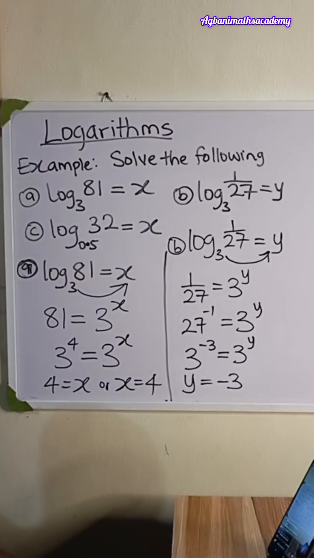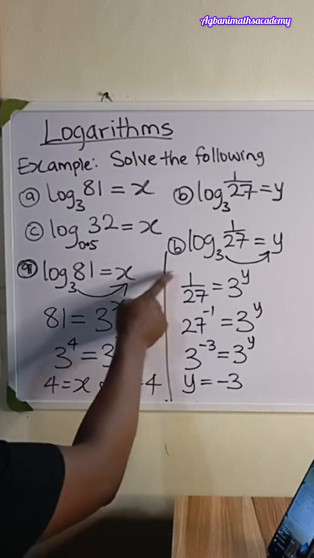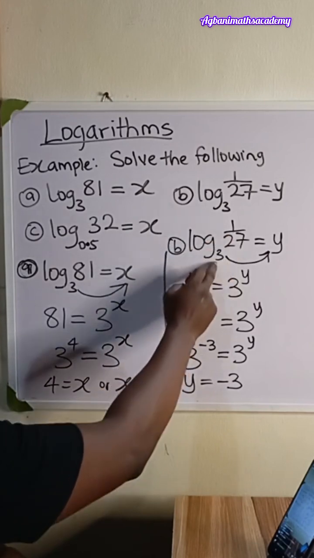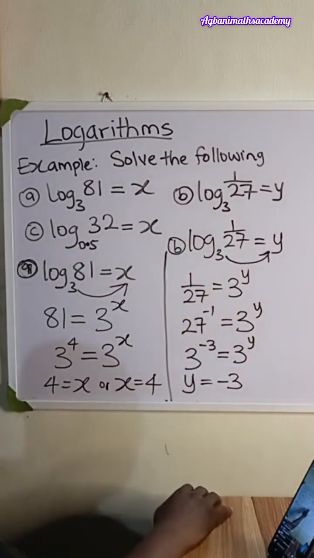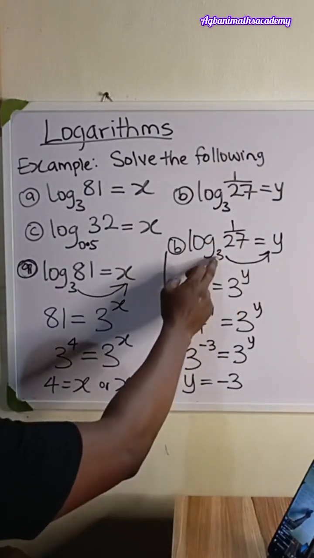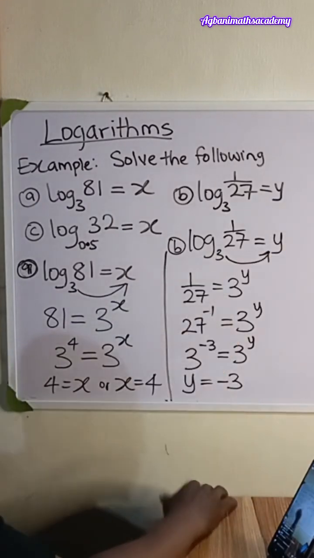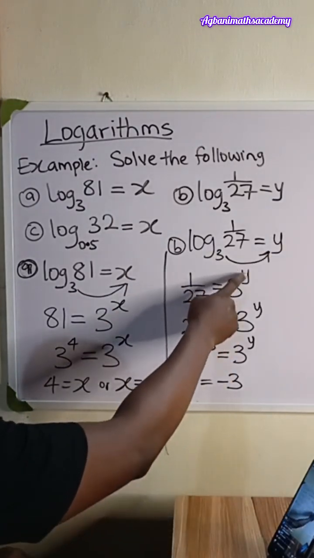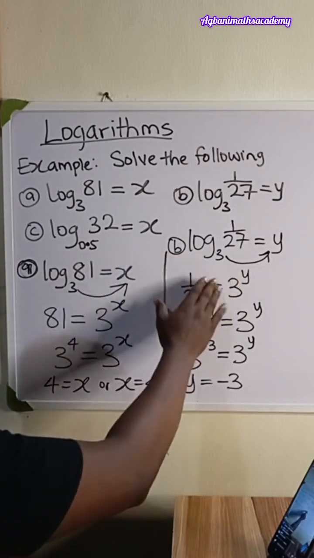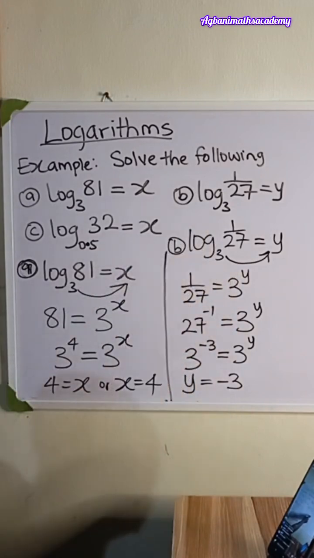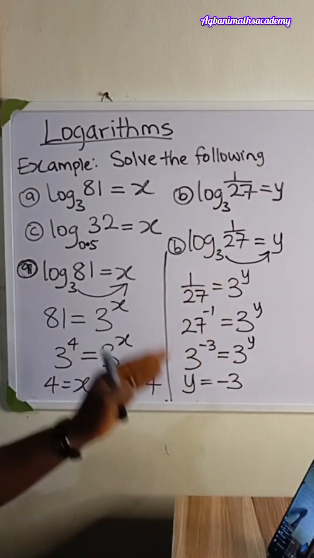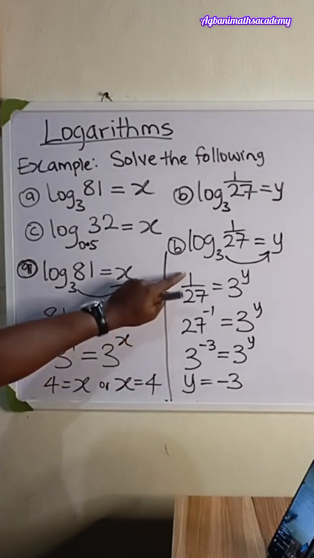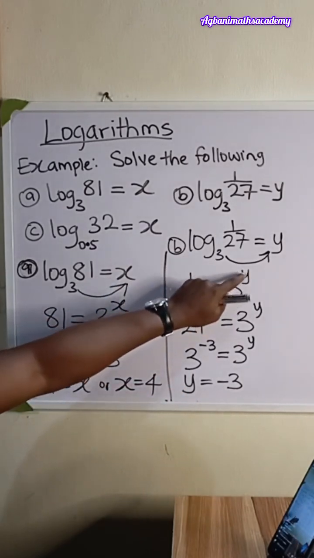Okay, someone said I should repeat what I said. So the question is log 1 over 27 base 3 is equal to y. The first thing we did was move this 3, which is a base, over to the right side. So we have 1 over 27 is equal to 3 to the power of y. This process eliminates this logarithm sign, okay? Because we have converted it from logarithm to indices, or to index form.